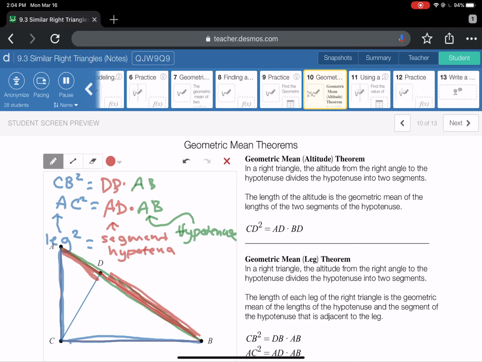But how do we know which segment to use according to which leg? Let's look at the first one, CB and DB. If we do AC, that one matches with AD. If we notice, the segment and the leg were both adjacent to each other. So we want the segment of the hypotenuse that is adjacent to the leg that we are looking for.